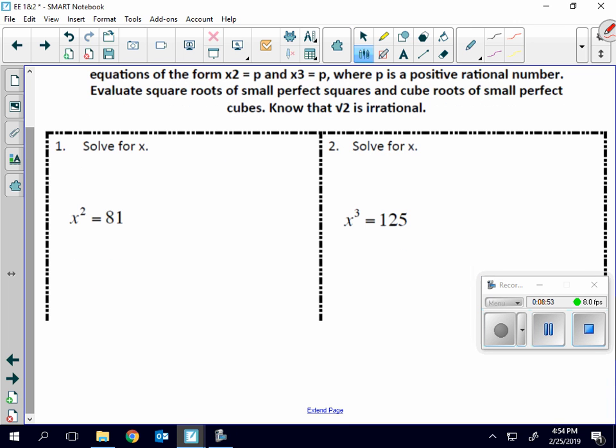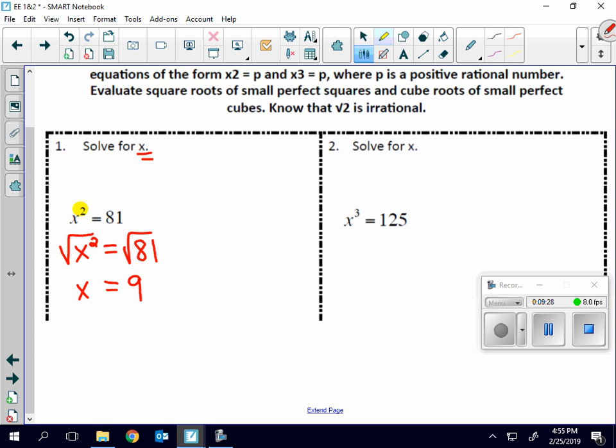When you have x squared equals something and you want just plain old x, how do we get rid of this squared sign? Well, we do the opposite, which is a square root. So the square root of x squared will get rid of the squared and leave me with x. Well, if I do the square root to one side, I have to do it to the other side. Okay, square root of x squared is just x. So now I have x by itself, and I know the square root of 81 is 9.